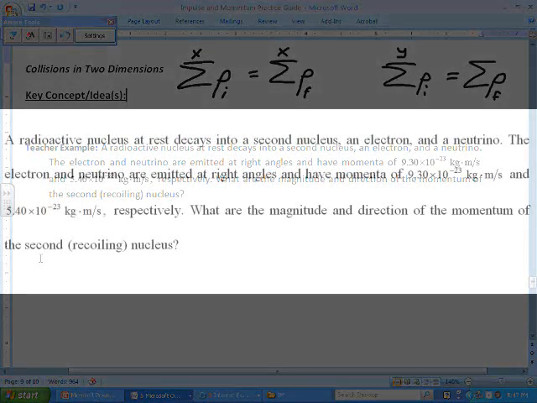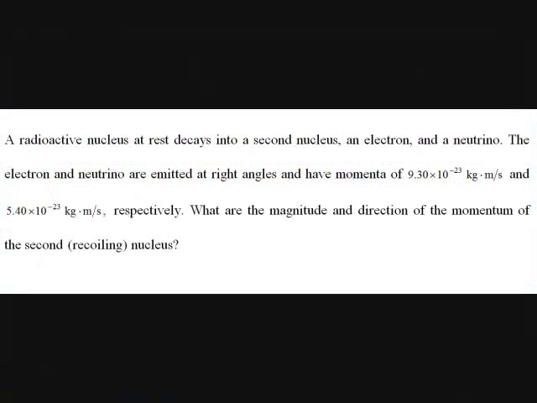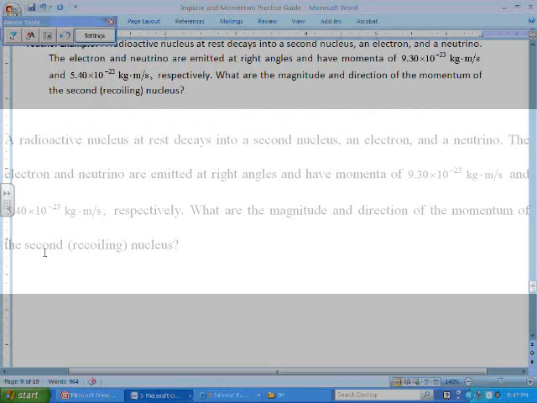So in this problem, a radioactive nucleus at rest decays into a second nucleus, an electron and a neutrino. The electron and the neutrino are emitted at right angles and have momenta of 9.3 times 10 to the negative 23rd kilogram meters per second and 5.4 times 10 to the negative 23rd kilogram meters per second, respectively. The question asks, what are the magnitude and direction of the momentum of the second recoiling nuclei?